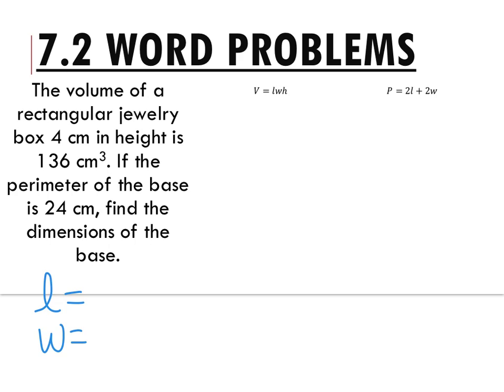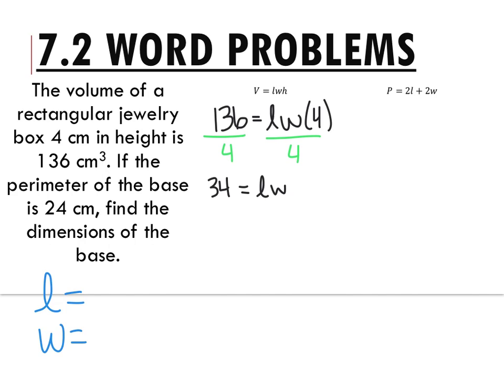So there are a couple things we do know. We know what the volume is. The volume was 136 centimeters cubed. And we know the volume is equal to the length times the width times the height, which was 4. If I divide both sides by 4, 136 is 34. And so I know that my length times my width is going to be 34. And so you're probably coming up with all these whole numbers that multiply to give you 34. However, the answers are going to be decimals, which is why we must use the quadratic formula.